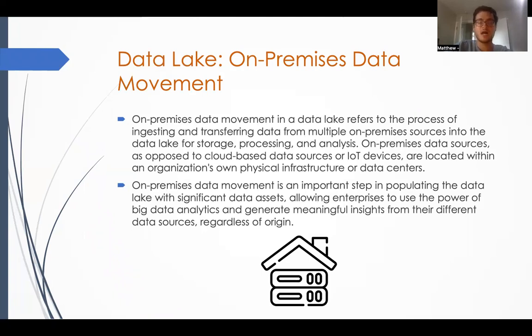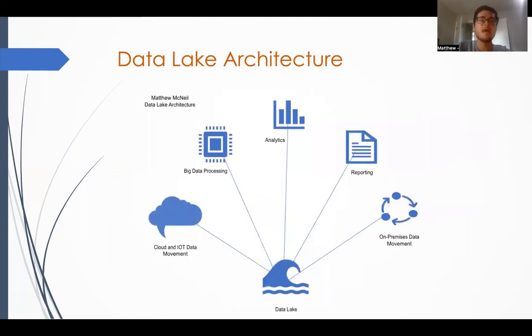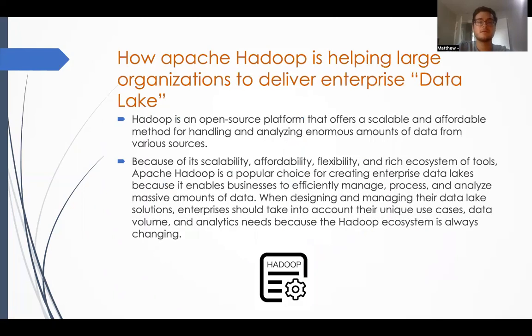are located within an organization's own physical infrastructure or data centers. On-premises data movement is an important step in populating the data lake with significant data assets, allowing enterprises to use the power of big data analytics and generate meaningful insights from the different data sources, regardless of the origin. And here is the data lake architecture that I have created, like a sort of just basic architecture. You have the cloud and IoT data movement, big data processing, analytics, reporting, and on-premises data movement that all come together to create that data lake.